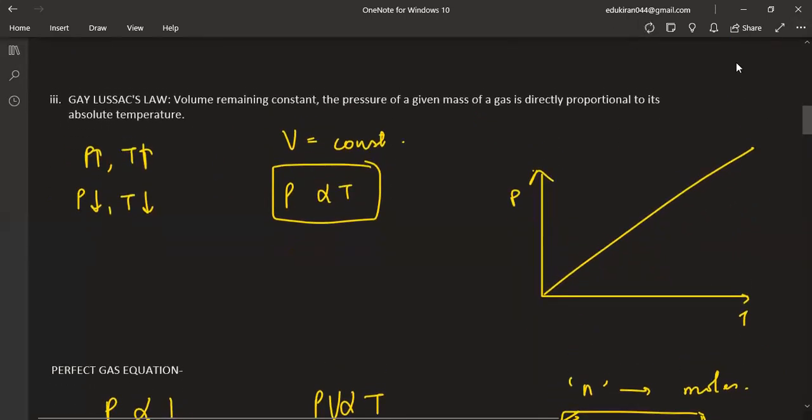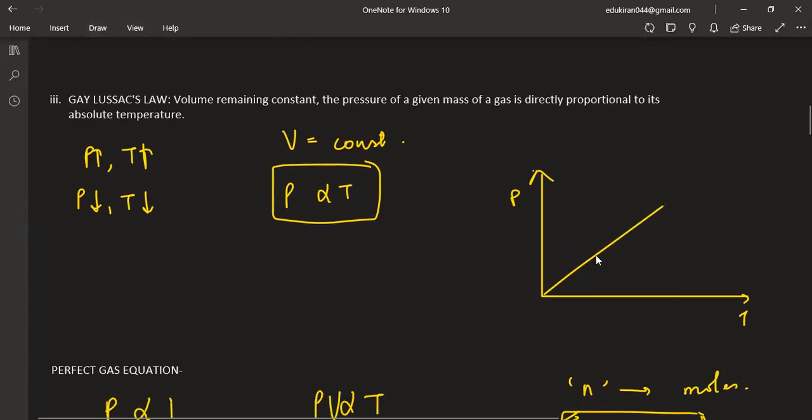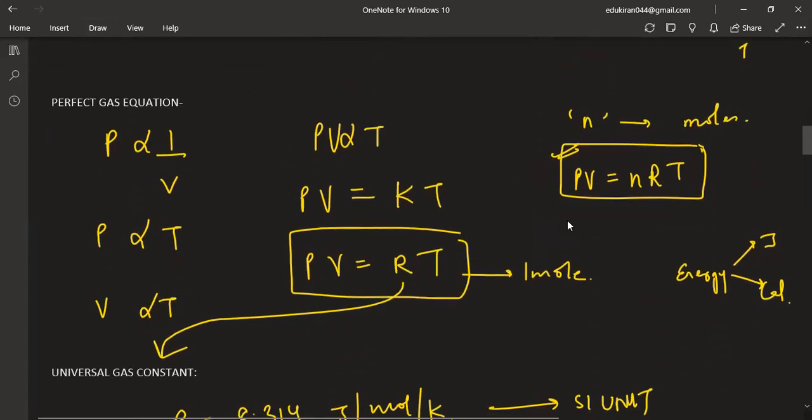And then you have Gay-Lussac's law. In this, volume remains constant and pressure and temperature are directly proportional to each other. So what happens? If pressure is increasing, temperature will increase. If temperature is increasing, pressure will increase. Or if pressure is decreasing, temperature will decrease. Direct linear proportionality. If we combine all of these, we get the equation PV = nRT.